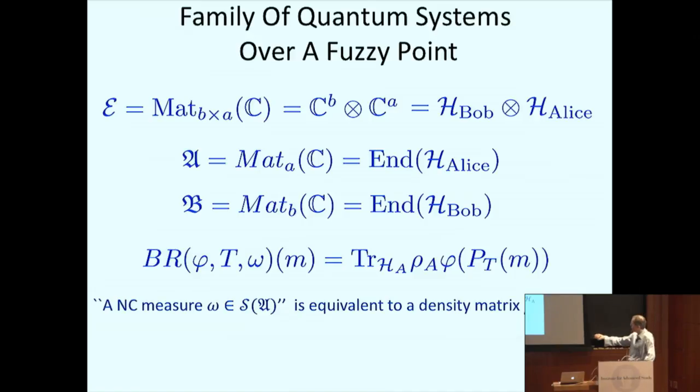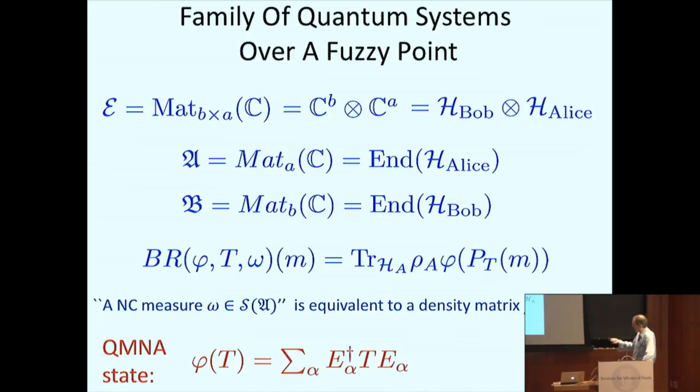And then the Born rule reduces to this expression here, where I've taken a measure, omega, on the state space of A. That's equivalent to a density matrix by the theorem I quoted before. And so we have the trace over HA of rho A. Here's our completely positive map applied to the projection valued measure.